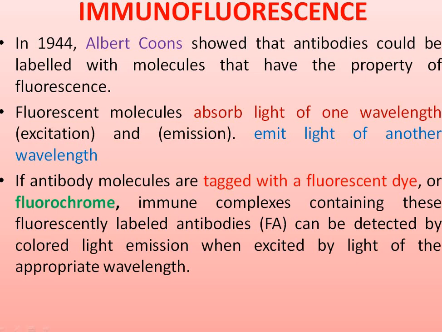Immunofluorescence. In 1944, Albert Coons showed that an antibody could be labeled with a molecule that has the property of fluorescence. Fluorescent molecules absorb light of one wavelength, the excitation wavelength, and emit light of another, higher wavelength. So this property is successfully used in immunofluorescence assays. If antibody molecules are tagged with a fluorescent dye or fluorochrome, immune complexes containing these fluorescently labeled antibodies can be detected by color light emission when excited by light of the appropriate wavelength.